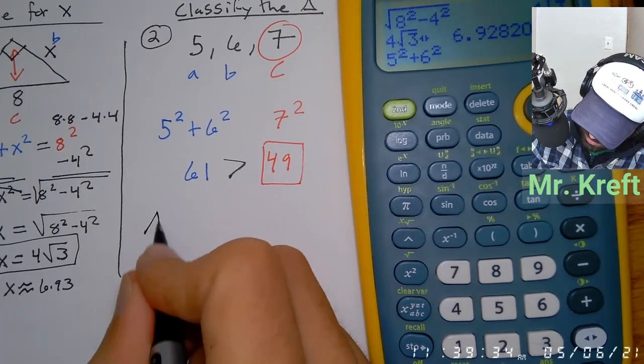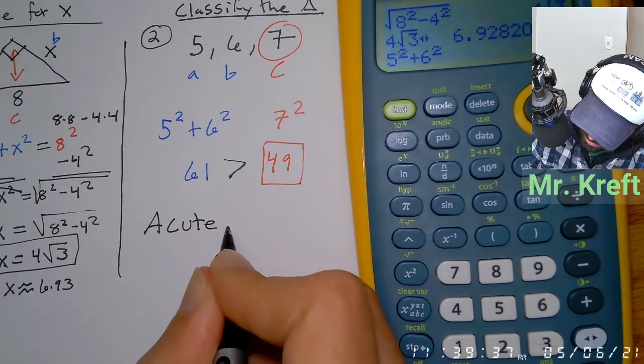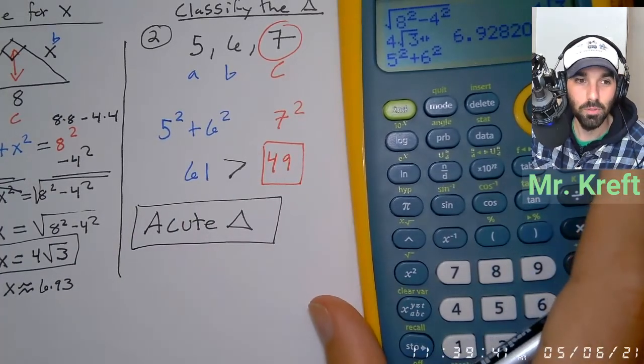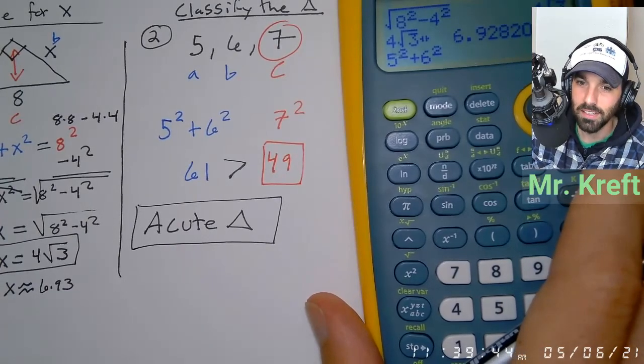So if it's less, then it's going to be, oh my gosh, so baller, right? It's going to be an acute. Yeah, that's right. You're baller. I appreciate it. Oh, your name isn't capitalized today.